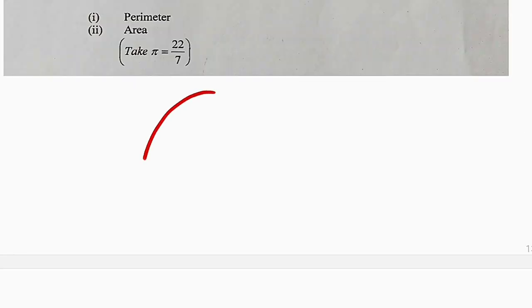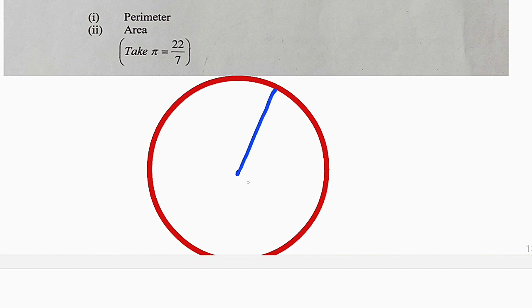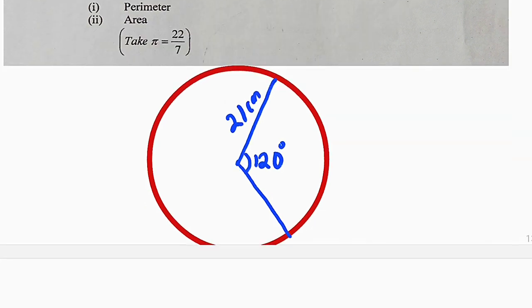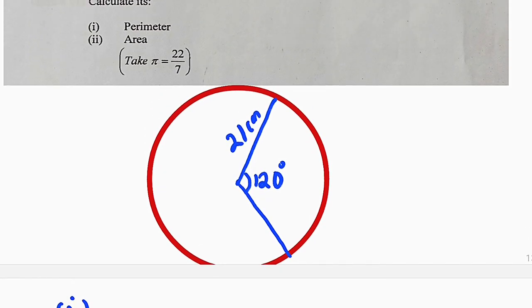Remember, if you have a circle like this, a sector is something like from the center, this is a radius, this is also a radius. So this portion here is a sector of the circle, and it subtends an angle of 120 degrees and the radius of 21 cm. So Roman 1, we're asked to find the perimeter of what?